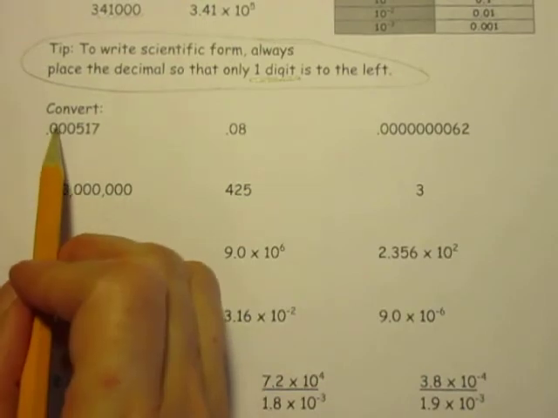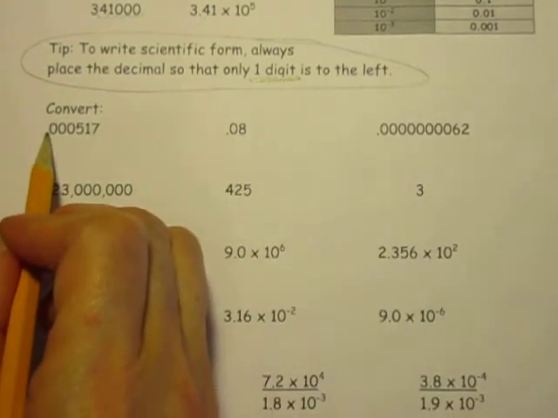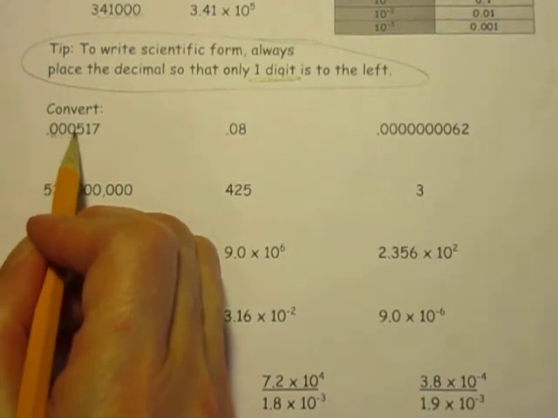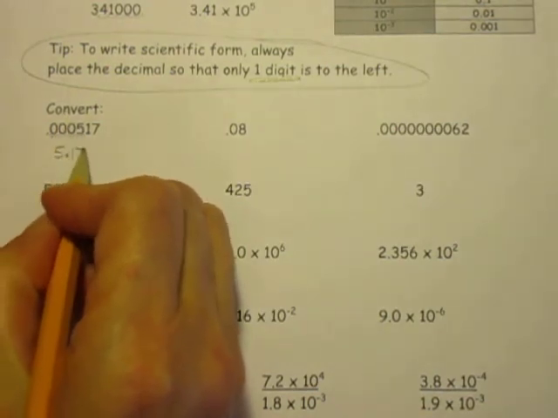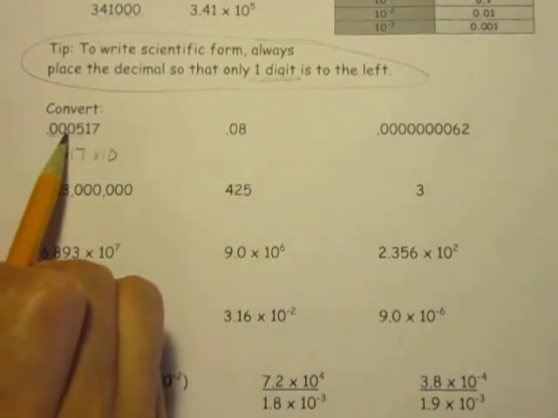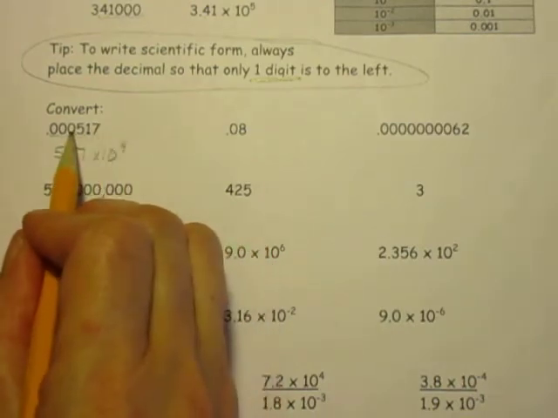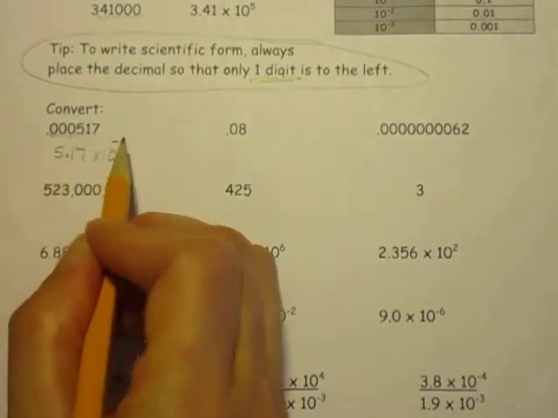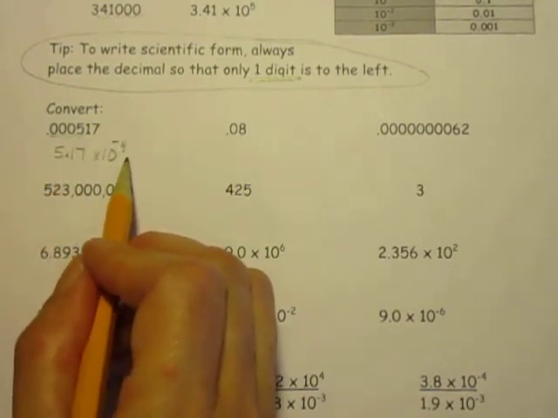This first row, we've got really small numbers. Okay, so we're going to be moving this decimal 1, 2, 3, 4 places to the right. I really don't care that you memorize to the right or to the left, but I do want you to recognize that our original number was a really small number. So we knew we moved it 4 places, but because that's a really small number, we know that that's a negative 4. So 5.17 times 10 to the negative 4.